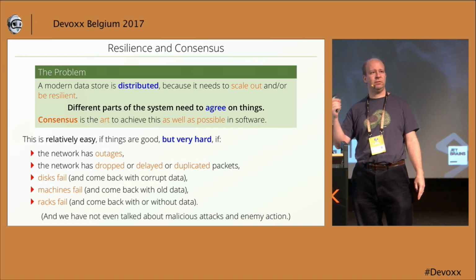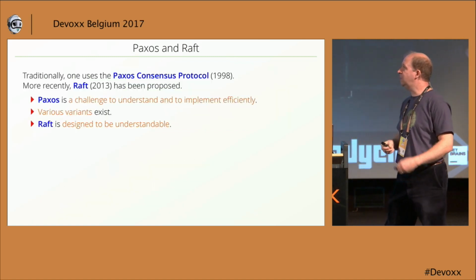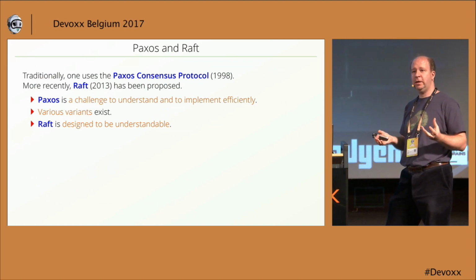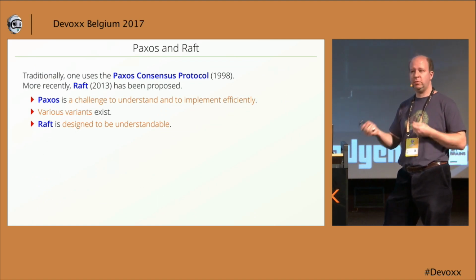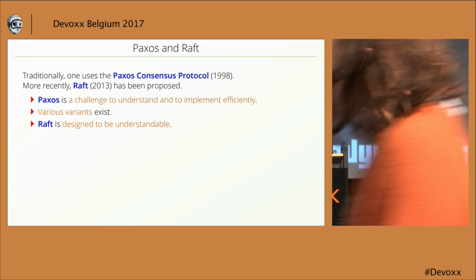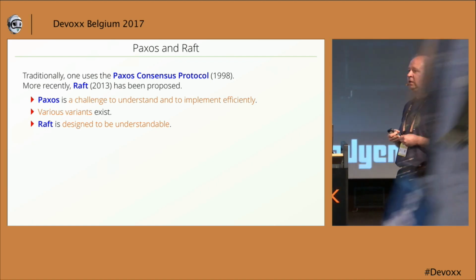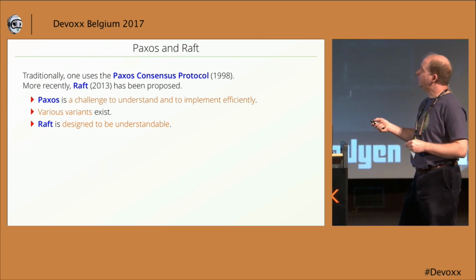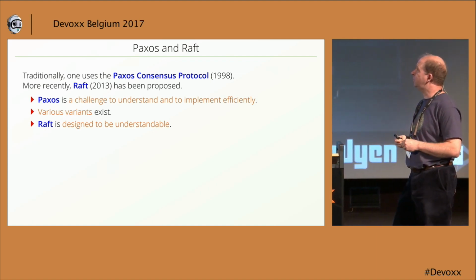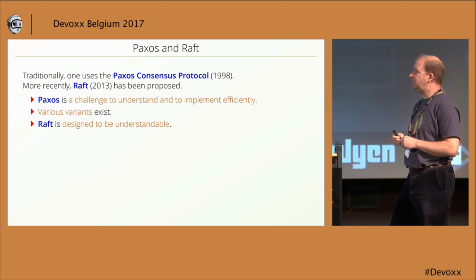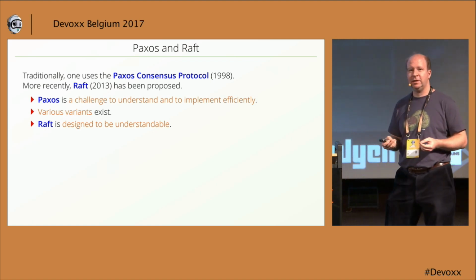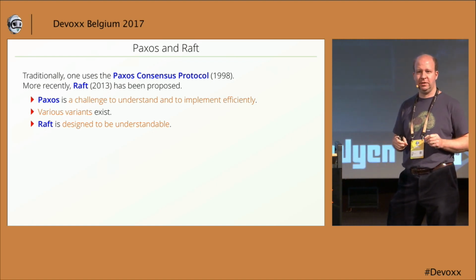And so therefore, people have spent a lot of time thinking about these. And traditionally, there are essentially 2 protocols to achieve consensus between different machines. One is called Paxos, it's the older one, and one is called Raft. Traditionally, Paxos was being used. It was published in 1998. And to say the least, it is a challenge to understand and then to implement correctly.